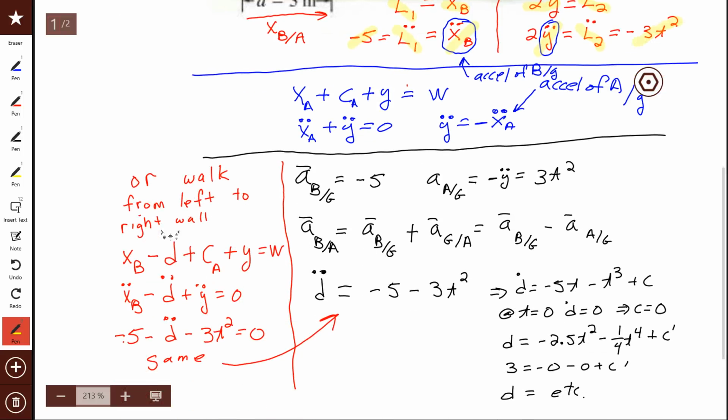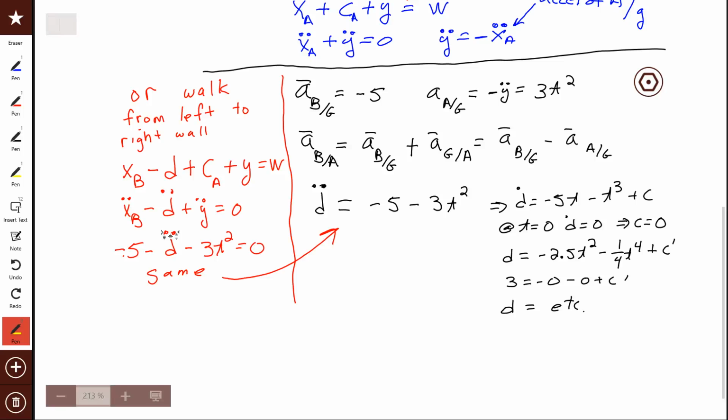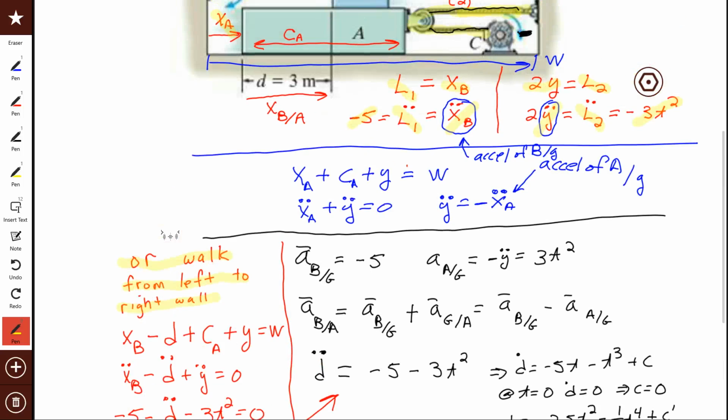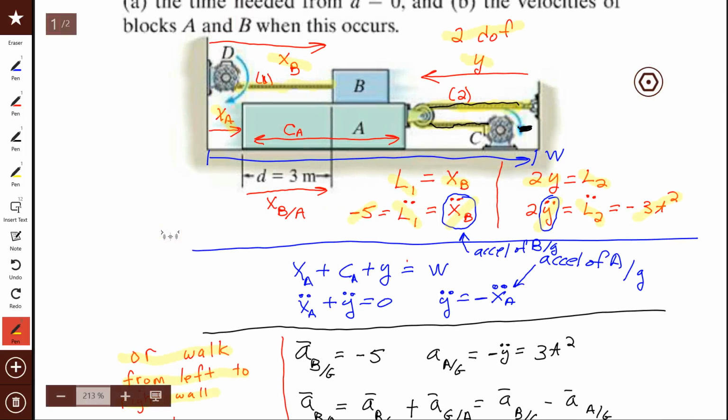So what I'm going to do is I'm going to do it two ways. One thing that I'm going to do is over here in the red, and I think this is probably the easiest for people to do. I'm going to walk from the left wall to the right wall, and I'm going to write down an equation. Now the reason I know I can do that is because it's the 2 degree of freedom, and because they give me two double dots, I can find all double dots that anybody wants. I want D double dot. I'm going to try to find D double dot.